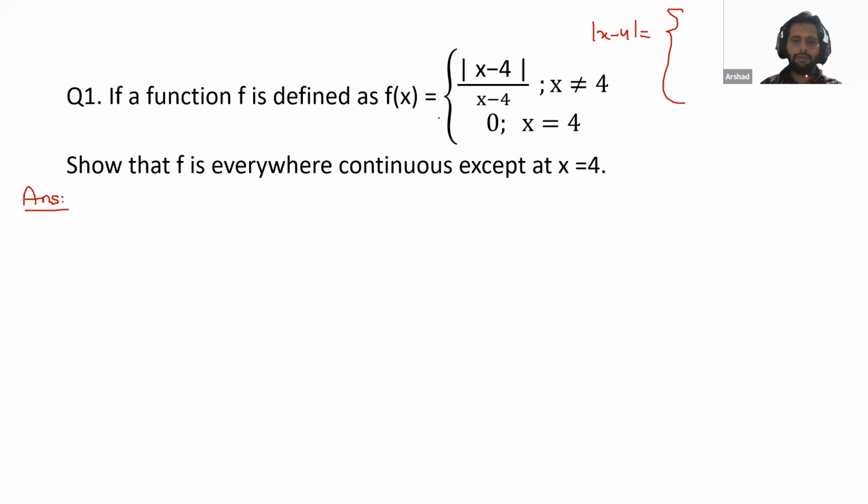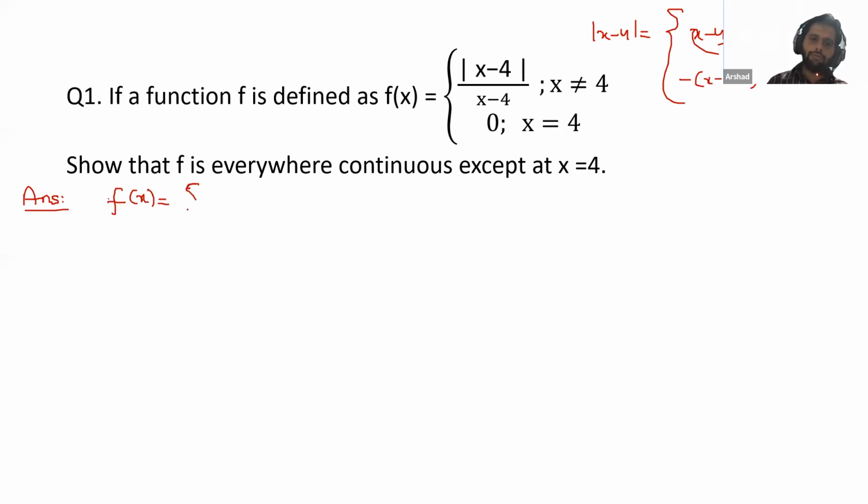Fahad, please define this. Sir, if x is greater than 4, we'll get x minus 4, and if it is less than 4, we get minus 6 minus 4. Very good, Fahad. This is correct. Okay, so now all of you please check here.